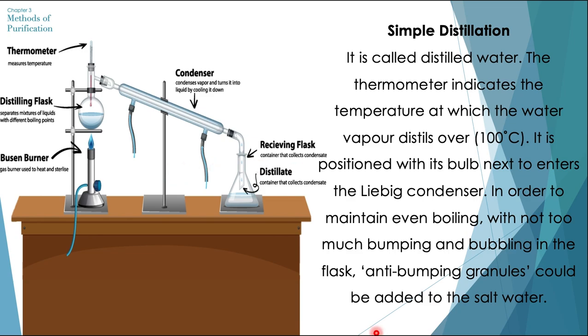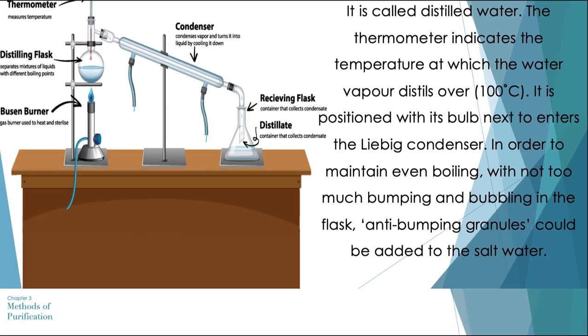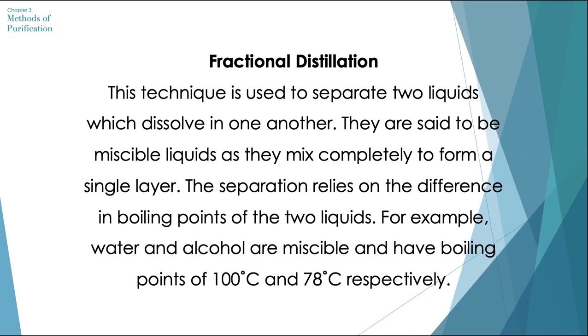So now we're going to move ahead onto fractional distillation. Quite similar to simple distillation, as its name implies as well, but this is a little different. Fractional distillation is used to separate two liquids which dissolve in one another. Previously we saw the separating funnel, but that was used to separate liquids which were immiscible, that is, which couldn't get dissolved into one another. But fractional distillation is used to separate liquids that are said to be miscible because they mix completely to form a single layer.